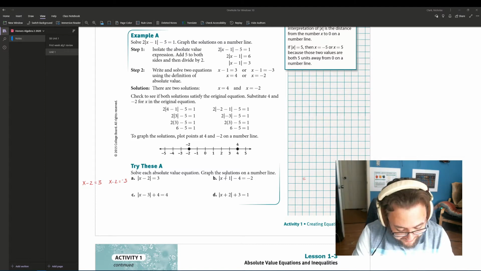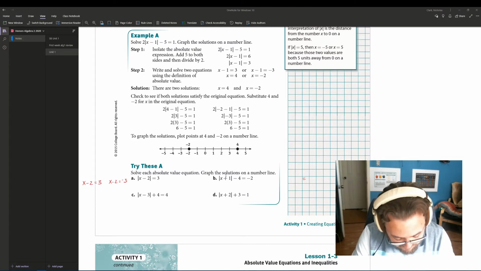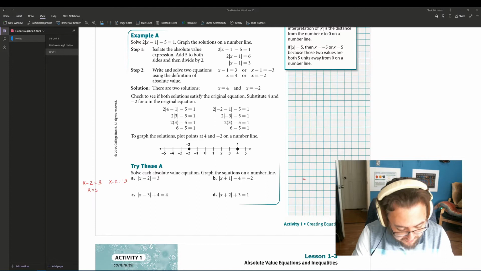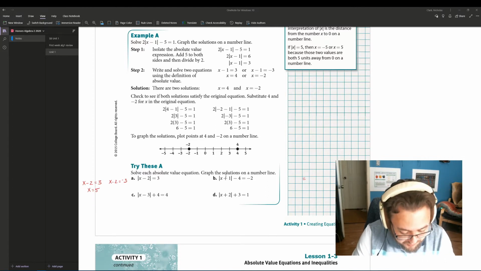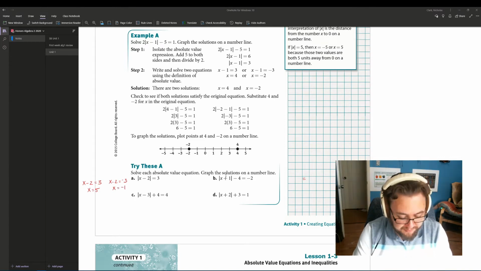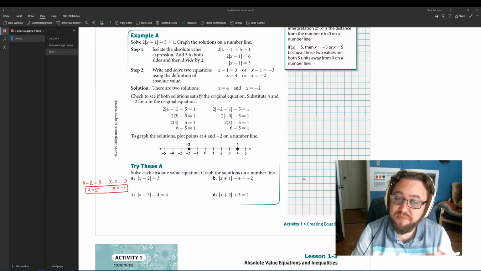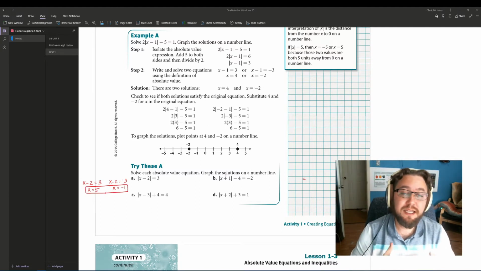For this first one, we're going to add 2 to both sides. So x equals 5. And for the other side, we're going to add 2 to both sides as well. So x equals negative 1. And these are the two solutions for A. That's really all there is to it. And this idea is key for the rest of this lesson.